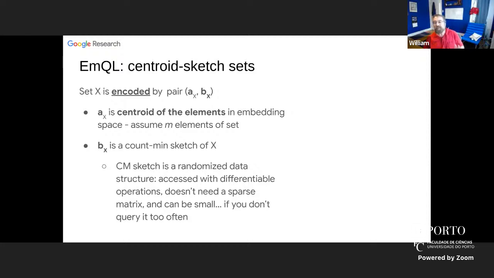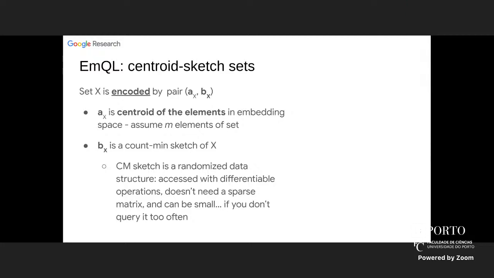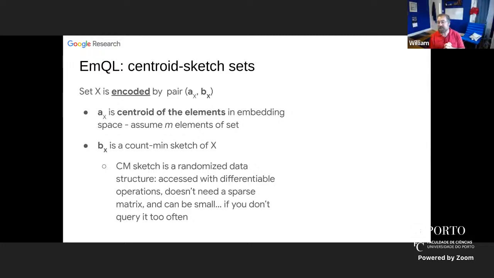I'm going to assume all my sets are small and that they are compactly represented in embedding space. So I can't do everything this way, but I'm going to look at this particular type of set. Okay. So the second part of the representation is a sketch of the set. And particularly it's a Count-Min sketch, which assigns a weight to every element.